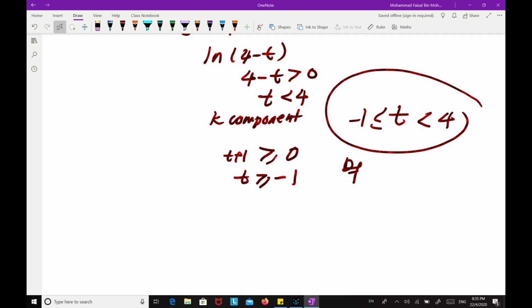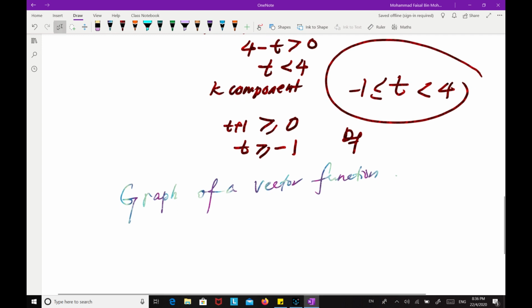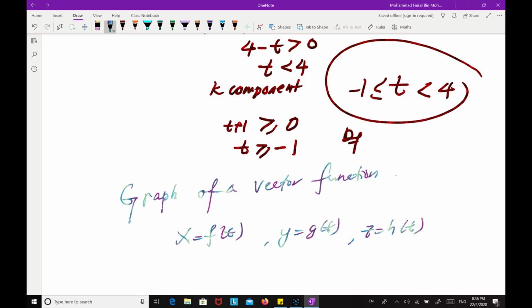Okay, next, graph of a vector function. Consider a particle moving through space during a time interval I. The coordinates are seen as a function: x equals to f(t), y equals to g(t), and then z equals to h(t), where the t element of I is the domain, time interval.